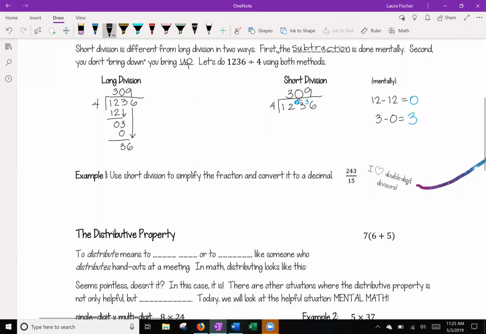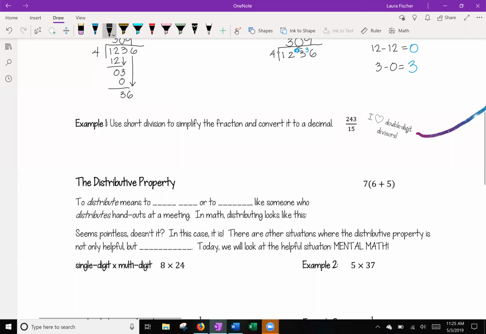Okay, so then we would follow up with an example that the kids try on their own. I would give the kids a head start. But I'm also going to point out a little something here. It says use short division to simplify the fraction and convert it to a decimal. So we see that it's 243 over 15. I love double-digit divisors, said no one ever. I hate it. I find myself going, okay, I'm writing out 15 times 3, 15 times 4, 15 times 5. You know exactly what I'm talking about, I'm sure.